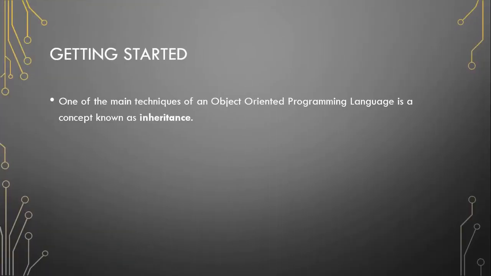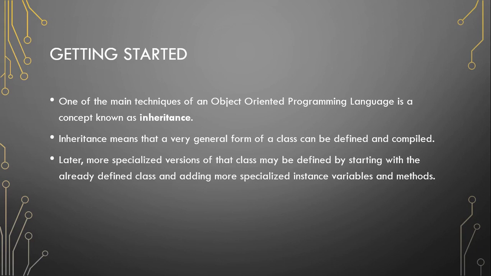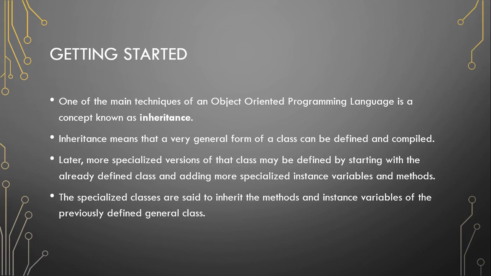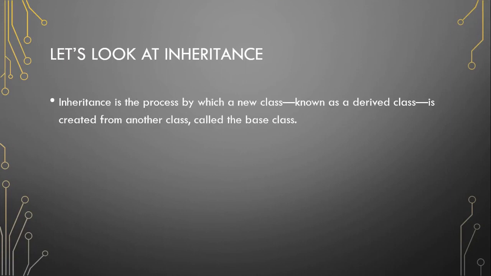So getting started, one of the main techniques of an object-oriented programming language is a concept known as inheritance. Now, inheritance means that a very general form of a class can be defined and then compiled. So it's a generalized thing. Later on, we'll talk about more specialized versions of a class that can be defined by starting with an already defined class and then adding more specialized things like instance variables and methods. Now, the specialized classes are said to inherit the methods and the instance variables of the previously defined general class. So let's take a look at inheritance then.